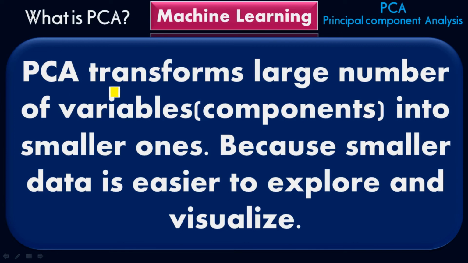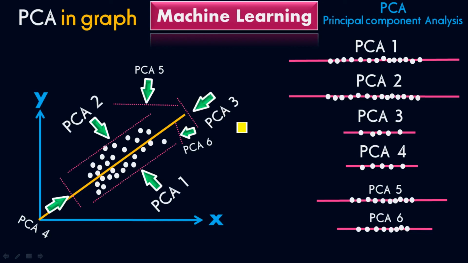Look, when you look at the definition, PCA transforms a large number of variables into smaller components because smaller data is easier to explore and visualize. That's what we are doing here. We are reducing the number of variables. Look, these data points are the variables. These are the components. These are the features. So before applying the PCA, we have a large number of components. Then by applying the PCA, we have fewer components here, and fewer components here compared to the components we had before applying the PCA. That's what we do in principal component analysis. We reduce the number of components.